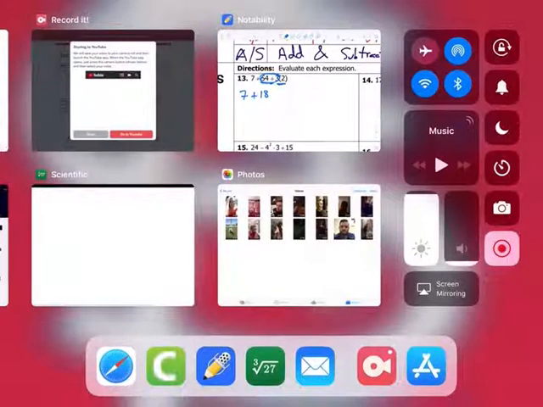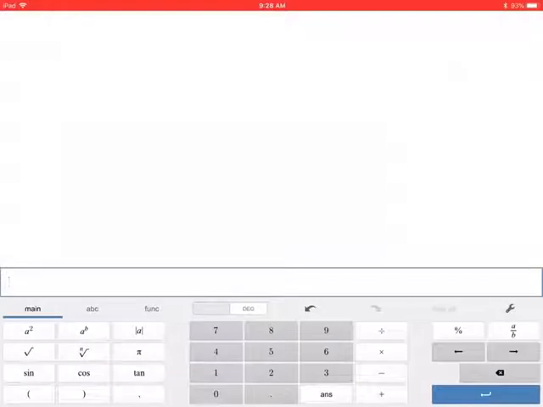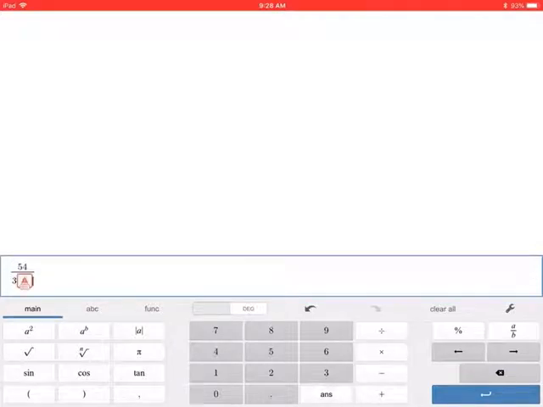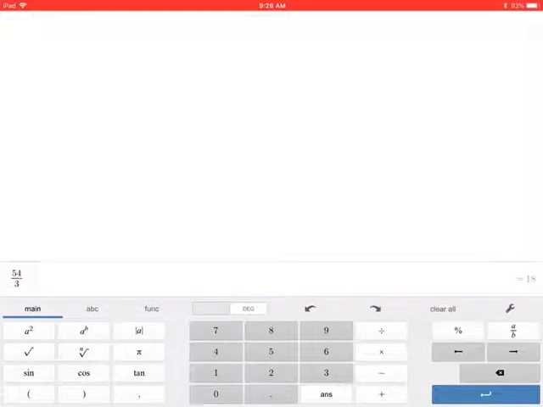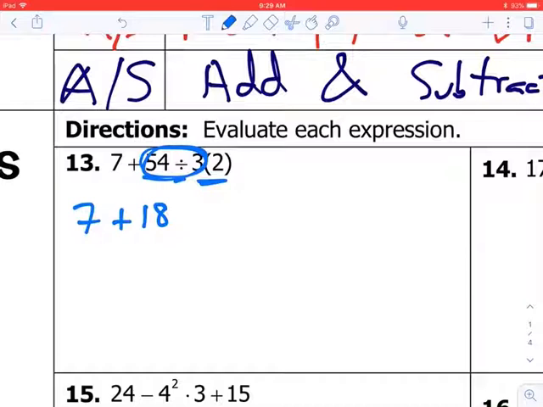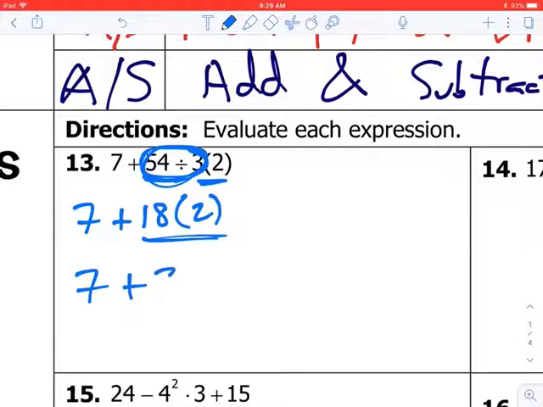But let's check our calculator. Got my calculator handy. 54 divided by 3 equals, what happened? Oh, there it is. 54 divided by 3 equals 18 on the left side there. And then we still have the 2. So I took care of that first. Now we're going right here, multiplication. So 7 plus, that didn't change, 18 times 2 is, check your calculator, 36. And now we finish it out, 7 plus 36 is 43.